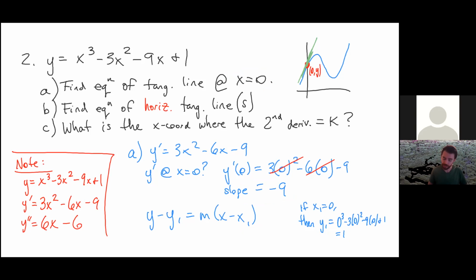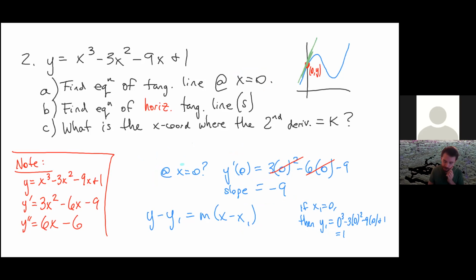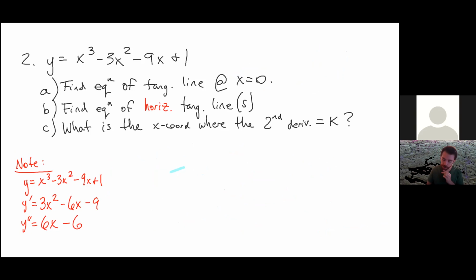I'm only half completing these solutions, but hopefully it's helpful nonetheless. I'm going to erase this, and we're going to go into part B. Part B is asking for the equation of the horizontal tangent lines. And yes, there might be more than one.